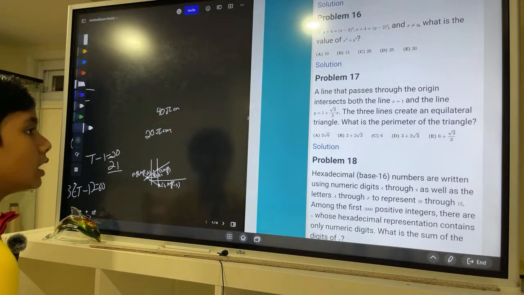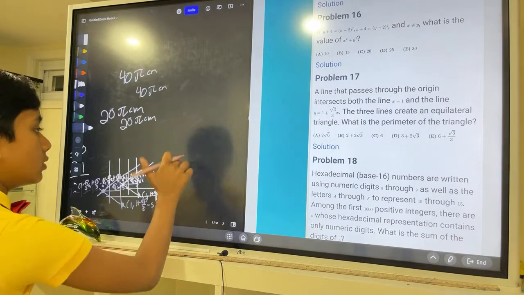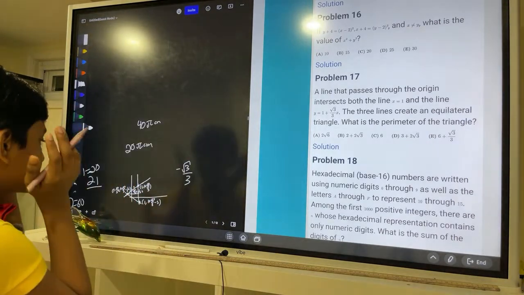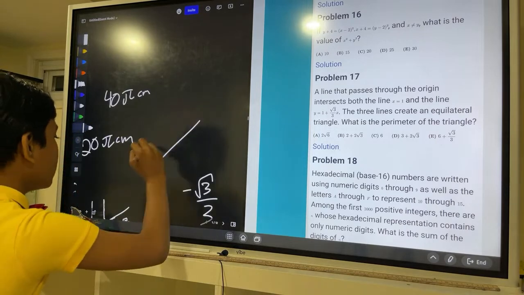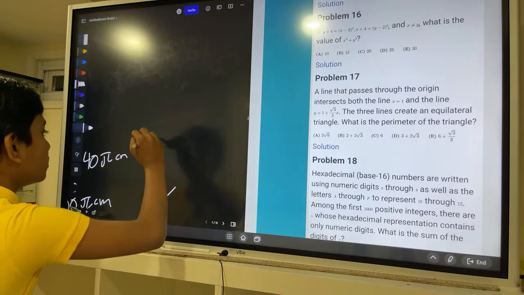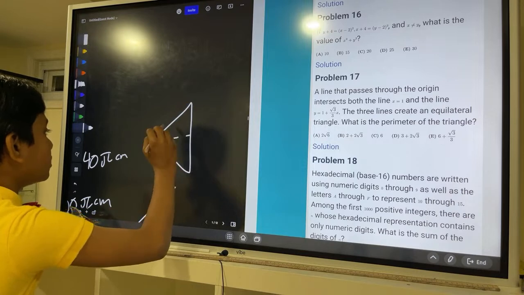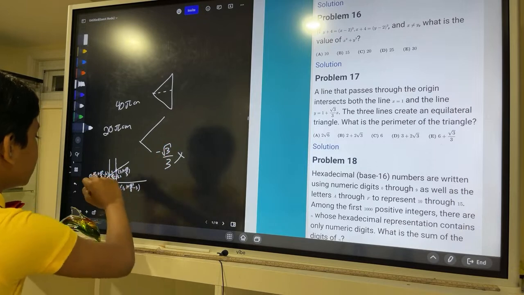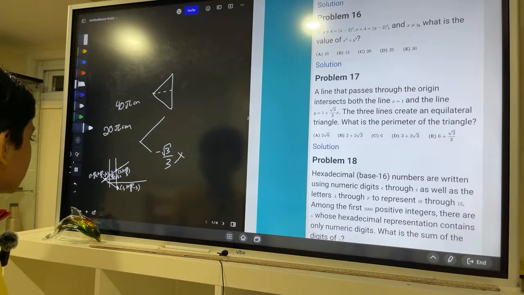This is just the same line, but going down, so it has a negative slope. Oh, shoot. Yeah, when we draw an equilateral triangle, doesn't this look like it would just flip over the x-axis? And since it passes through the origin, there's no y-intercept.